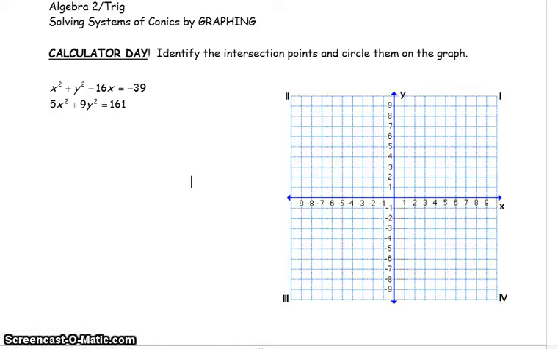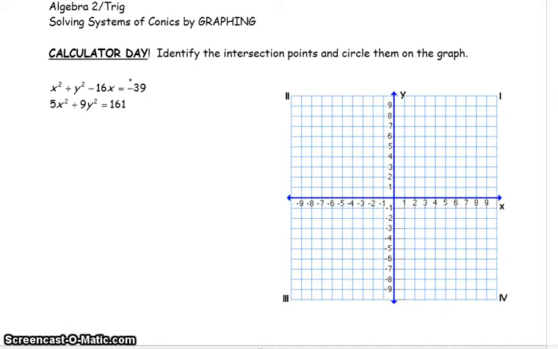Hello there. Today we are going to take our knowledge about solving systems by graphing and mix that up with our conic sections. Before we were just doing quadratics and lines, but now we're stepping it up and we're going to be looking at our conic sections and solving systems of our conics.